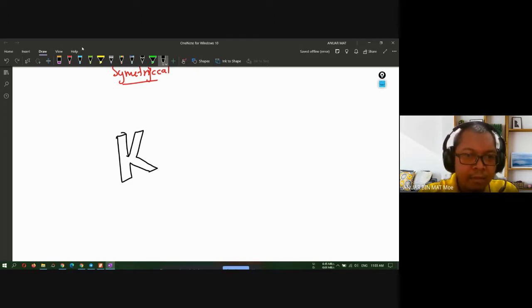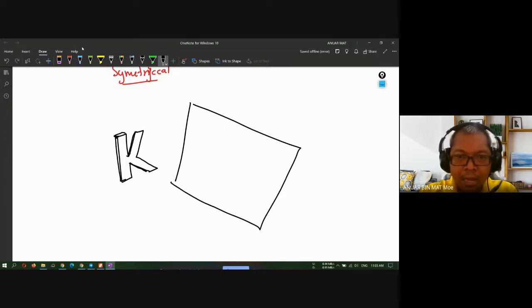Okay, this is the real object. And then this is the mirror. I just draw a bigger mirror. This is plane mirror.